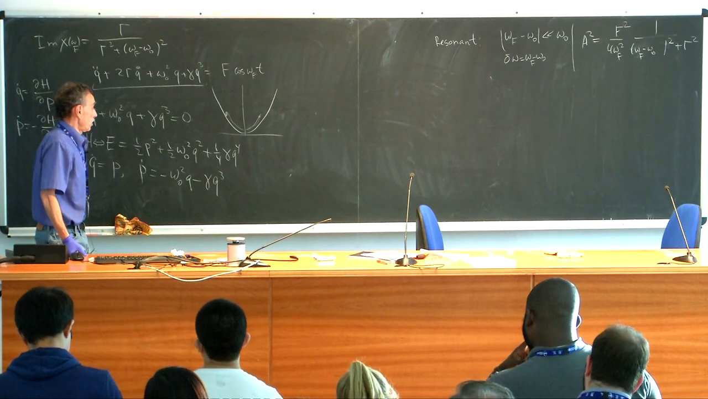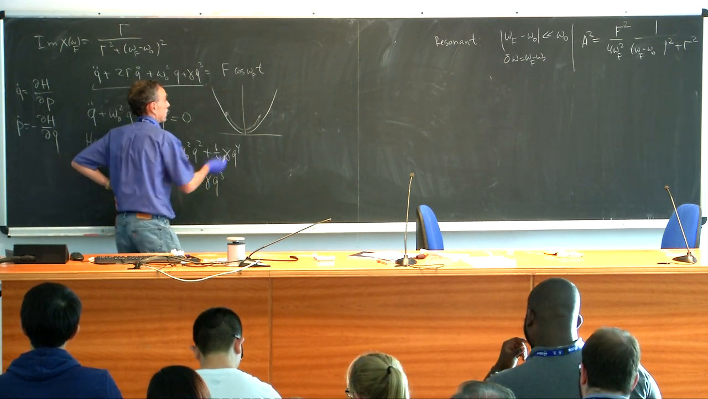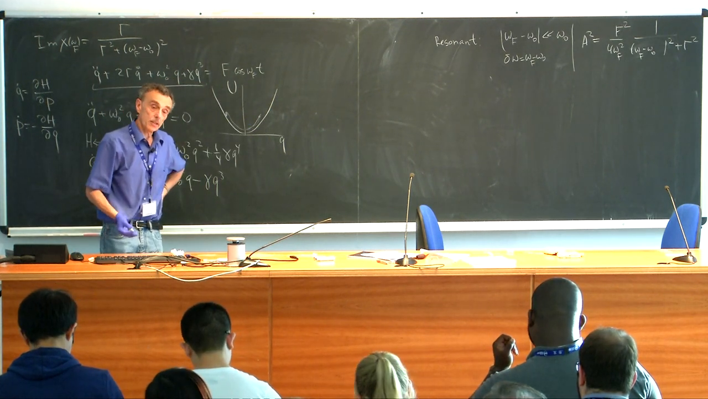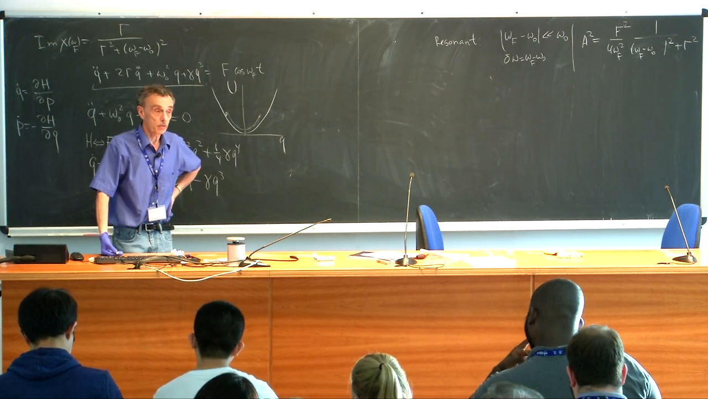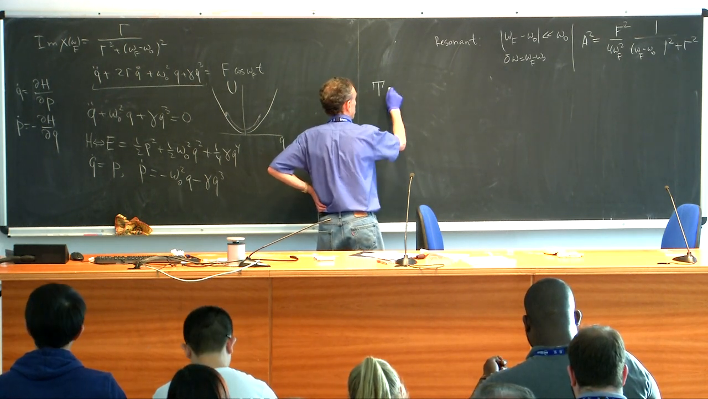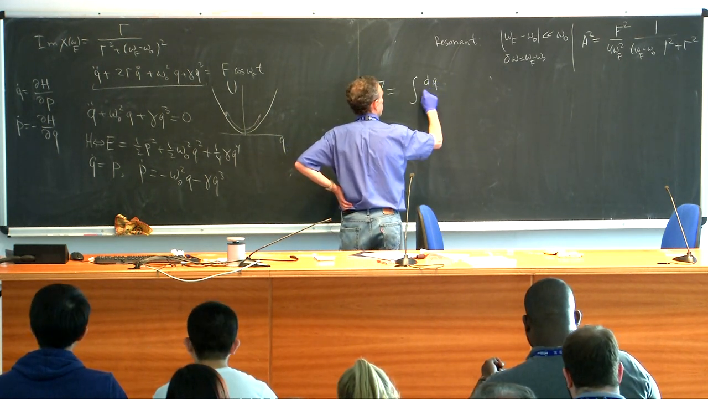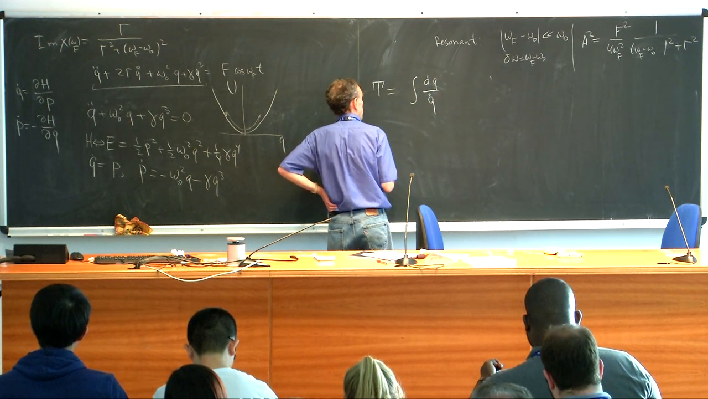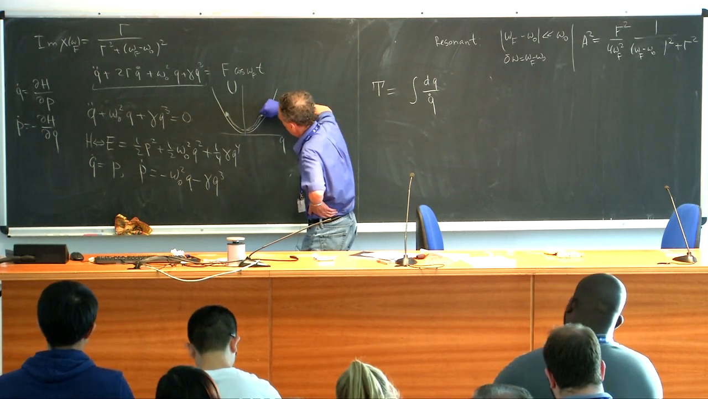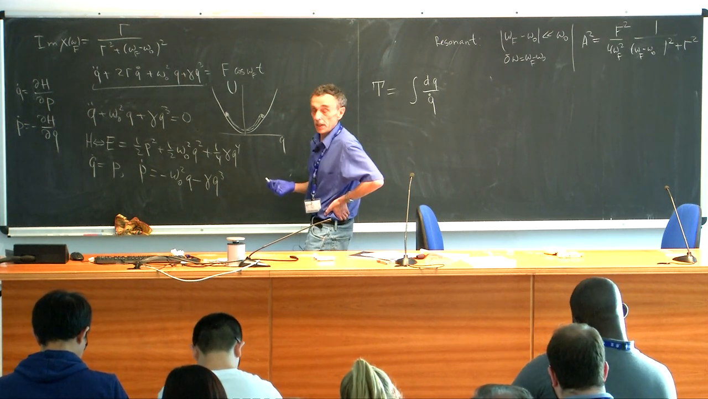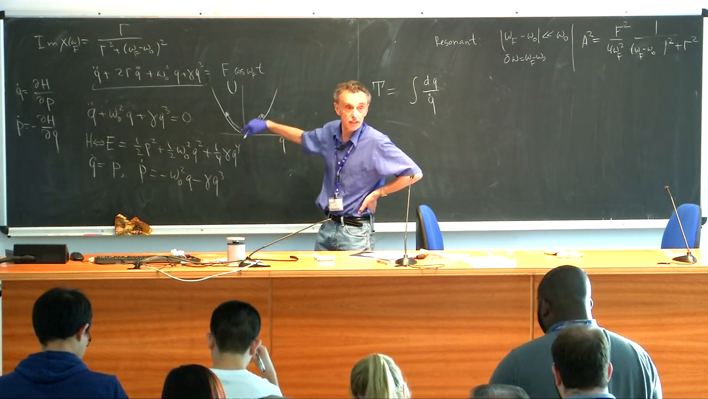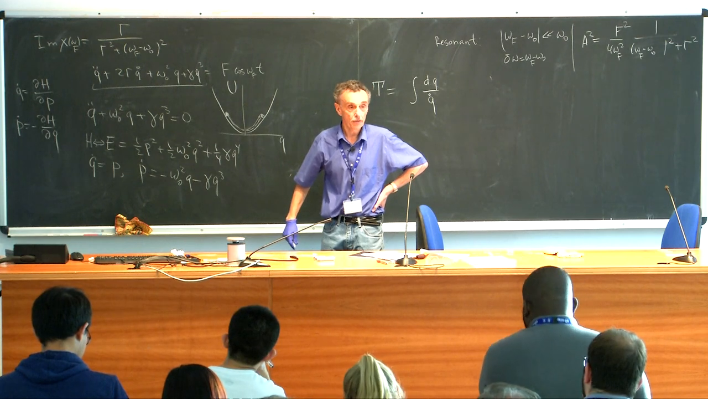But I know that this motion of the particle is just vibrations. So I understand that the vibration period depends on amplitude. How to find it? Well, very simple. The vibration period is the integral of dq over q dot, calculated along the orbit. So I start with this point q, I move to this point where I stop, and then I come back. I calculate how much time it has taken me to make this vibration. I find the vibration period.